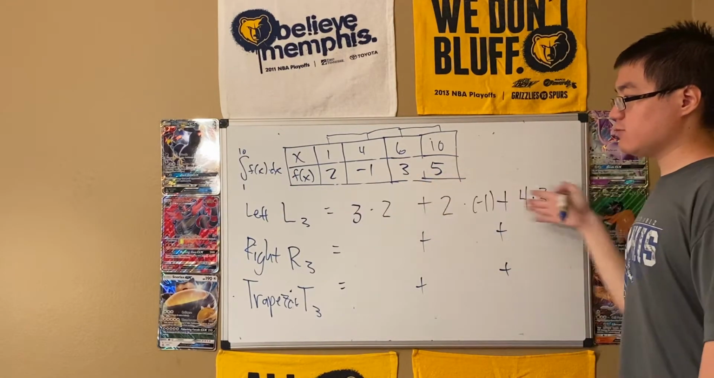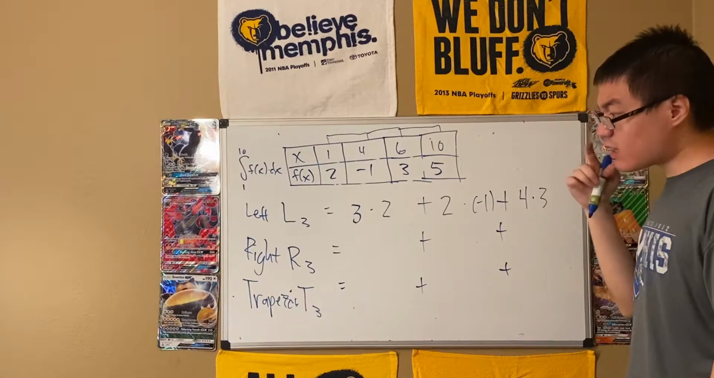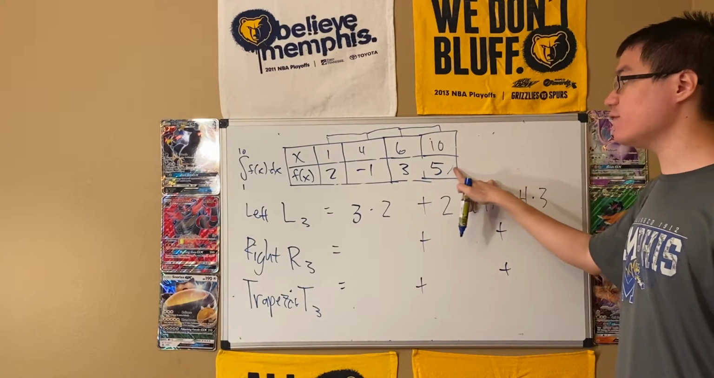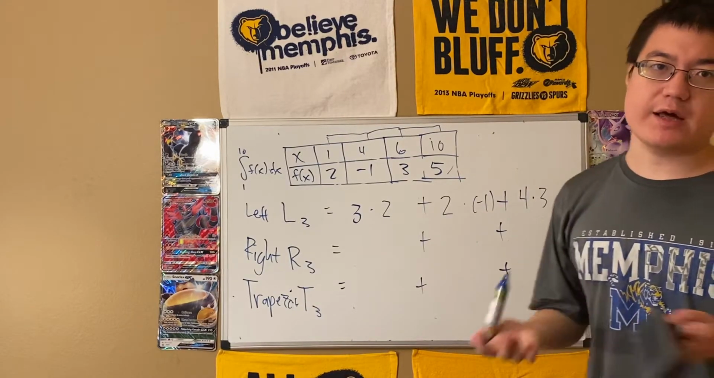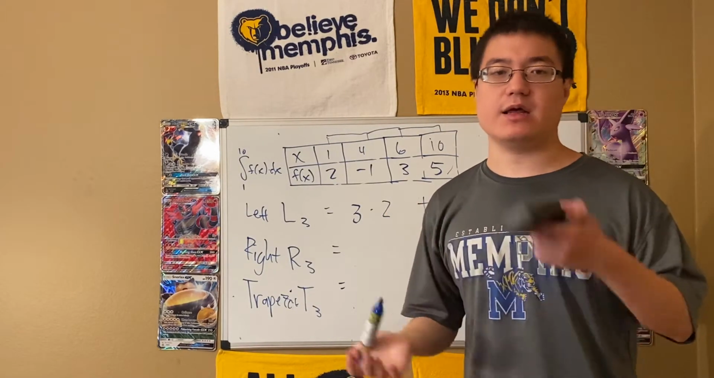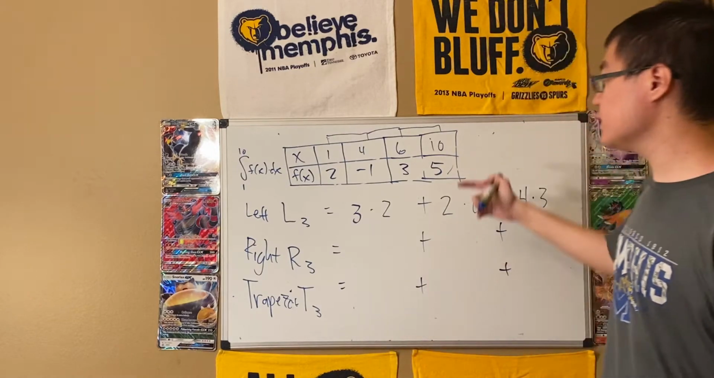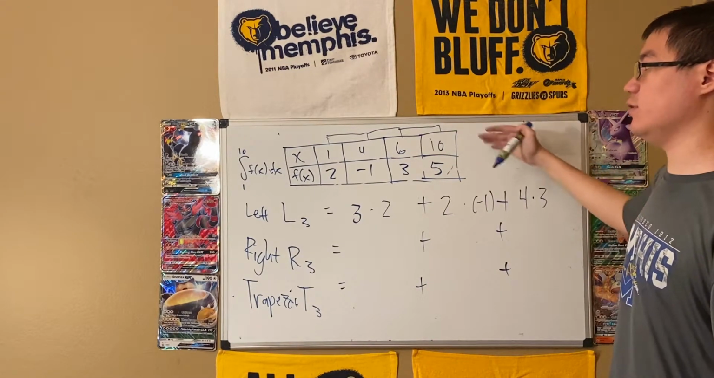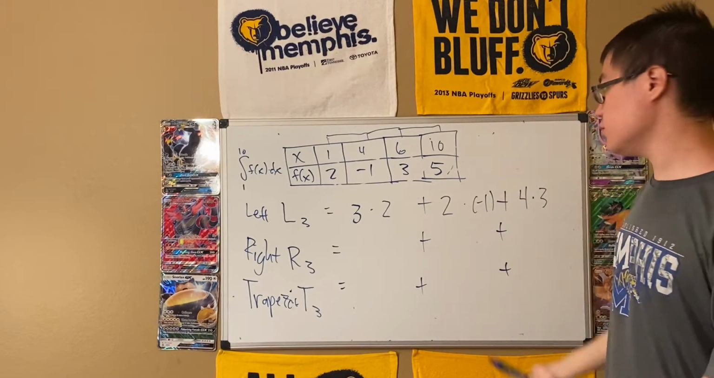Notice that as we were doing L3, as we were doing left, we never multiplied and used this number 5, because 5 is not the y value of a left endpoint, because 10 is not a left endpoint of an interval. You would be using 5 if you did another sum, if there was another rectangle there.